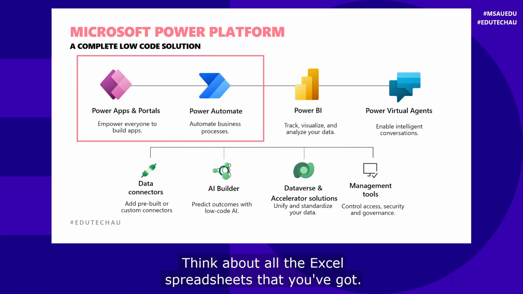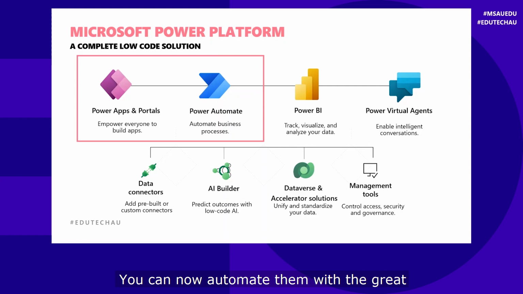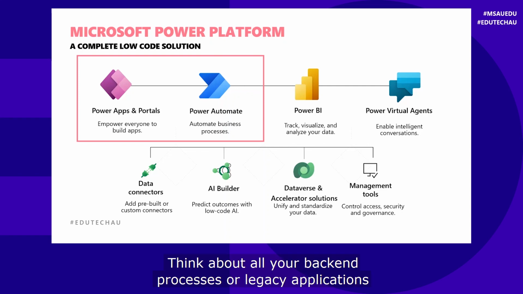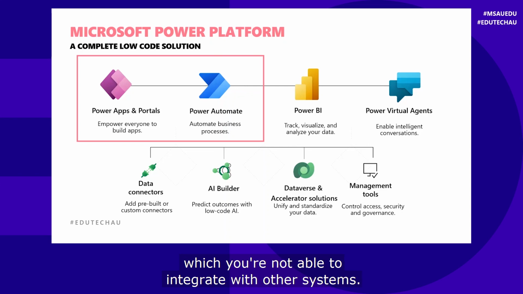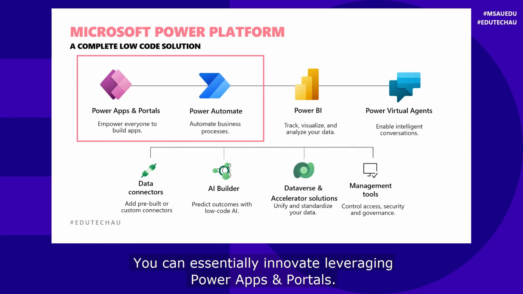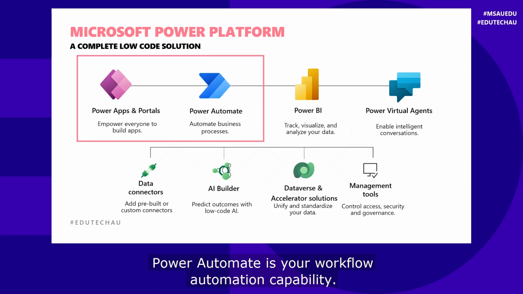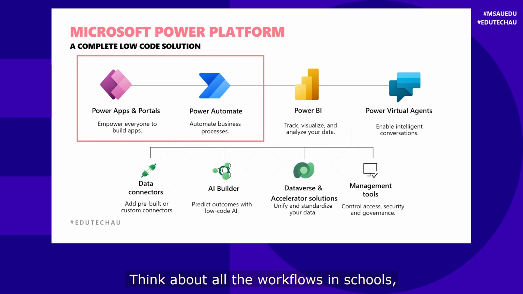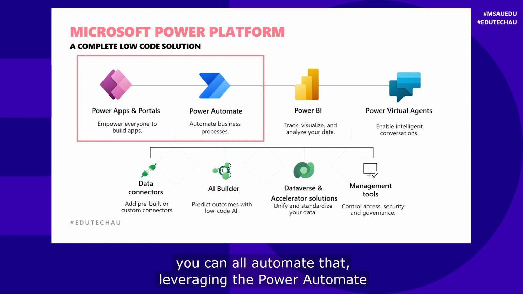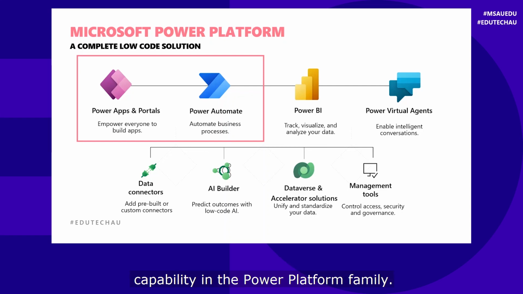Think about all the Excel spreadsheets that you've got. You can now automate them with a great interface leveraging Power Apps. Think about all your backend processes or legacy applications which you're not able to integrate with other systems. You can essentially innovate leveraging Power Apps and Power Portals. Power Automate is your workflow automation capability. Think about all the workflows in schools, whether it's approvals, notifications, you can all automate that leveraging the Power Automate capability in the Power Platform family.